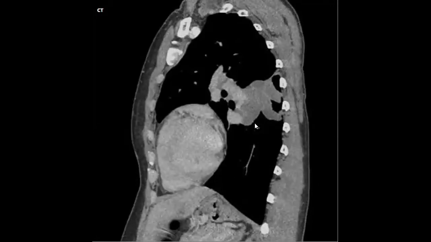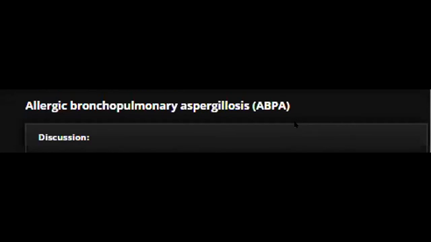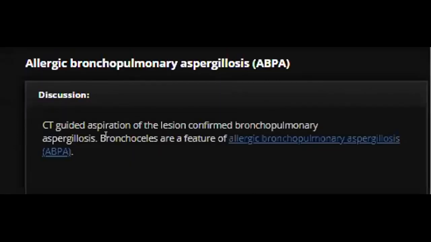In the superior segment of the left lower lobe. So what will your final diagnosis be? Yes, Dr. Aditi, yes, allergic bronchopulmonary aspergillosis. Yes. So these are the bronchoceles, which give the finger in glove appearance. And you can think about allergic bronchopulmonary aspergillosis. Yes.